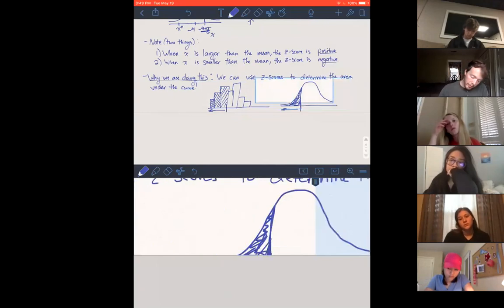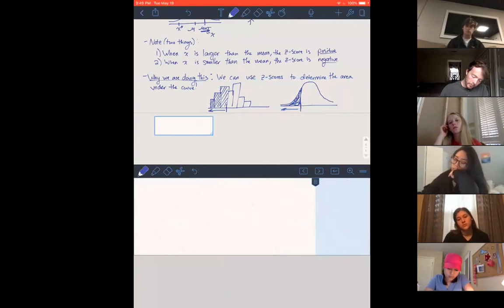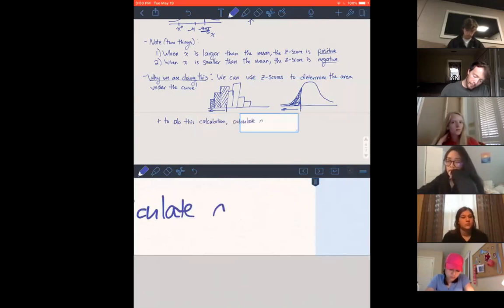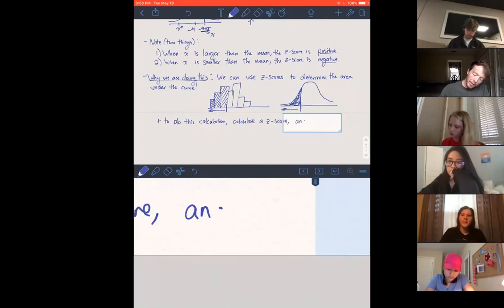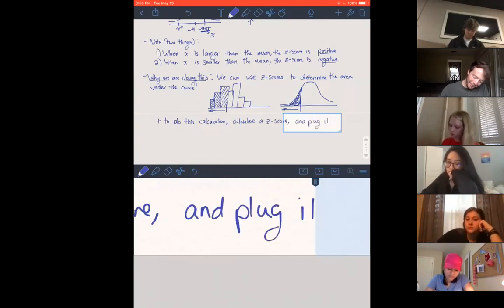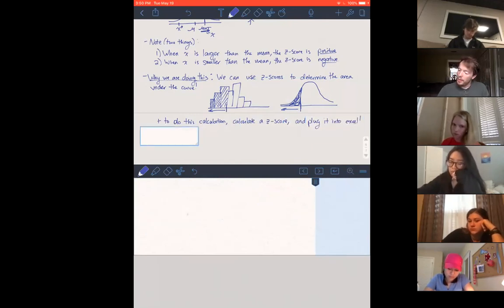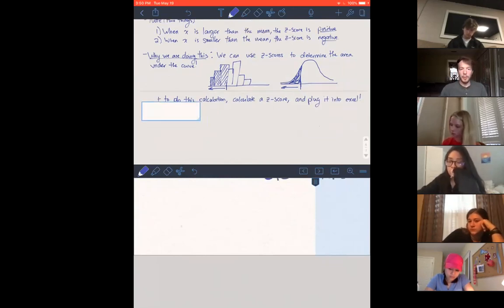So the answer is, to do this calculation, we calculate a z-score and plug it into Excel. Cool. And to show you how to do this, I am going to use an example, and I'm going to walk you through how to use Excel and z-scores together to get that area under the curve.